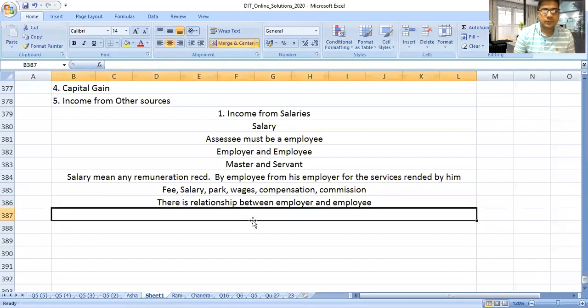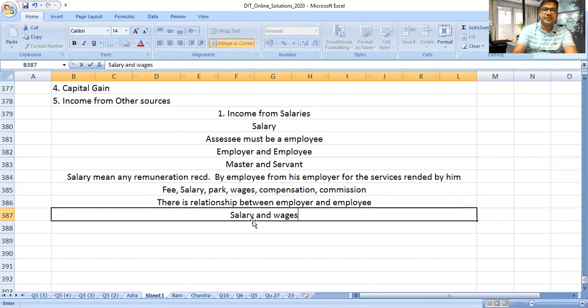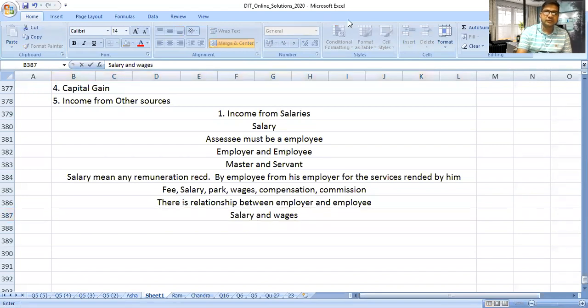Now, friends, salary and wages. Is there any difference between salary and wages? Yes, this is a particular question to you. What is the difference between salary and wages? Who can give the answer? Salary is given to the employee and wages are given to the labor. Okay. Any other answer?